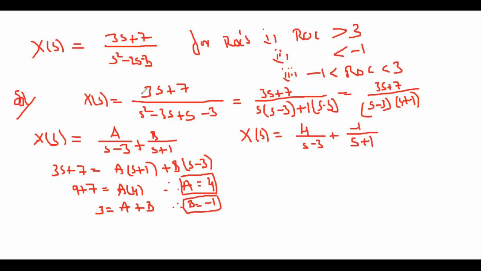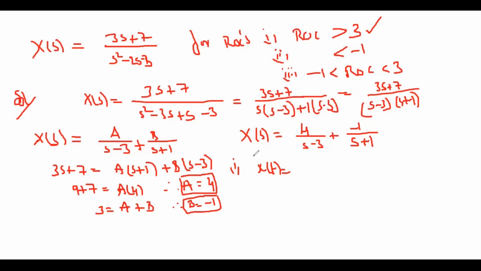Now you can write, for the first ROC, what they are asking is greater than. Greater than means always a positive value only. Positive means x of t is equal to, whenever one equation is given, the ROC is only one, either greater than or less than. You can write positive real axis when it is greater than. You can write negative real axis when it is less than.